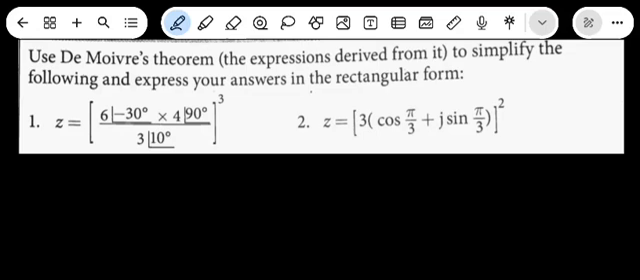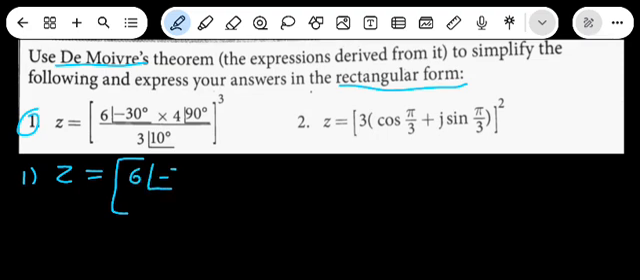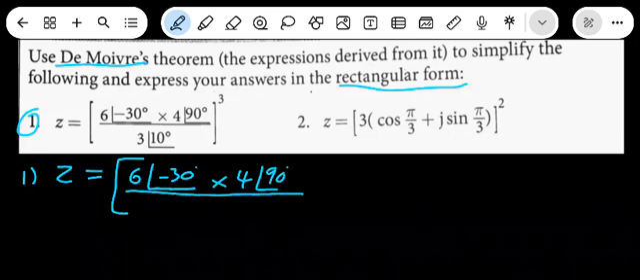We're asked to express the following in rectangular format using De Moivre's theorem. Number 1: z equals 6 at an angle of negative 30 degrees, multiplied by 4 at an angle of 90 degrees, all over 3 at an angle of 10 degrees. All of this is raised to the power of 3.